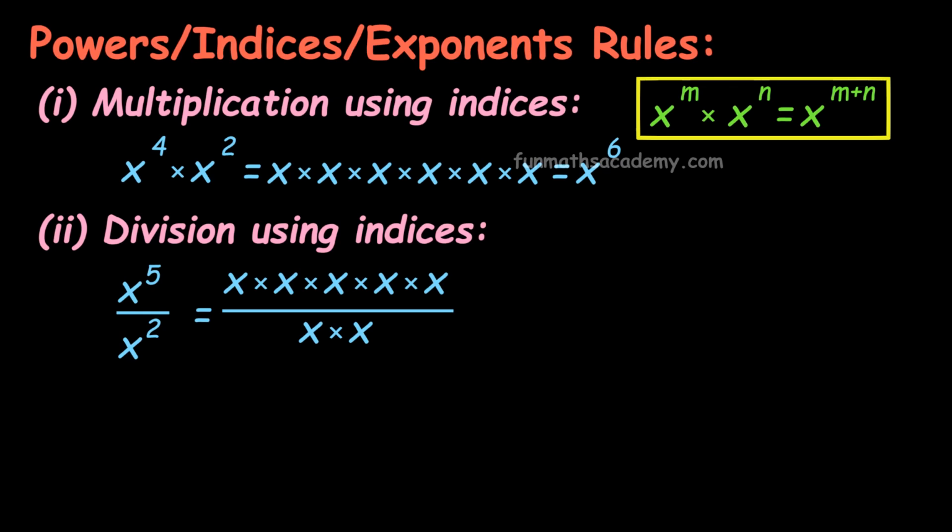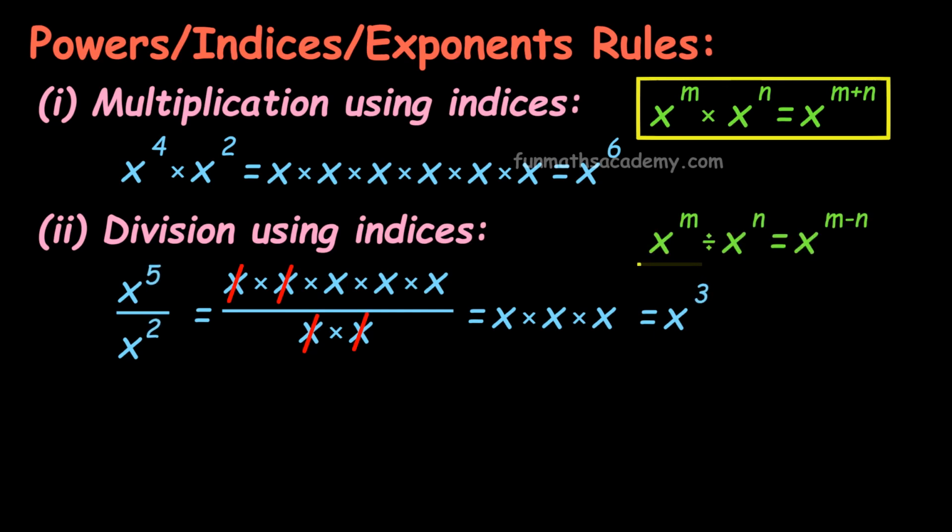Now it becomes x times x times x times x times x divided by x times x. 2 of the x's in the numerator cancel out with the 2 of the x's in the denominator, leaving x times x times x, which is x power 3. So x power 5 divided by x power 2 simplifies to x power 3. And notice how we subtract the powers. 5 minus 2 is equal to 3. So when dividing, you subtract the powers.